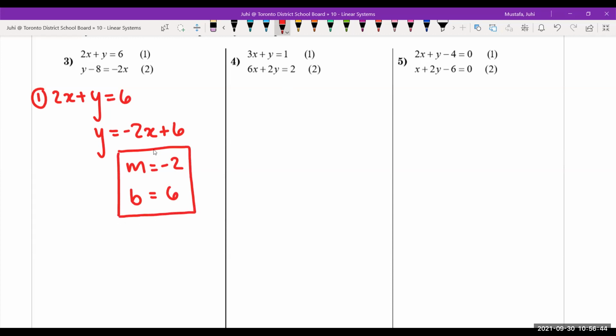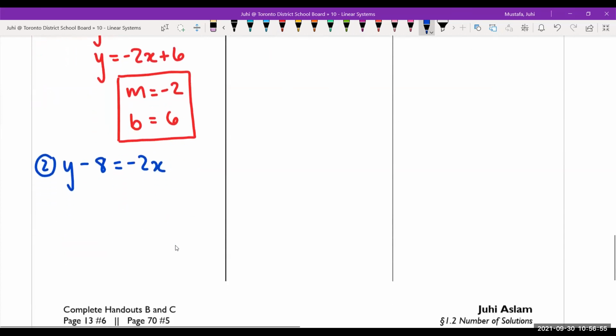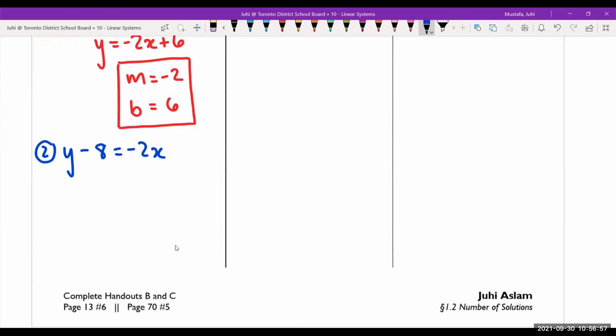Okay, let's do the same thing for the second equation. It's going to be y minus 8 is equal to negative 2x. Again, for this equation, is it easier to change it to standard form or y is equal to mx plus b form? Yeah, and you know what? It's really a personal preference. If some of you really like standard form, you can go ahead and change it to standard form. That's totally fine. It's whatever you want.